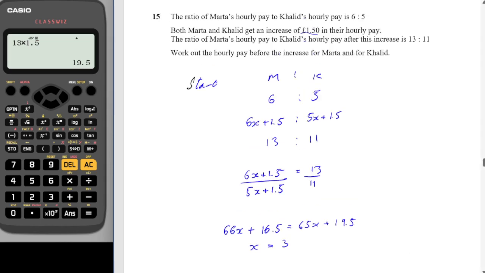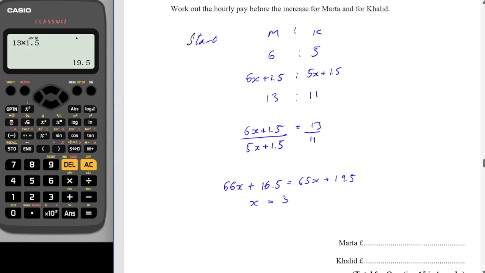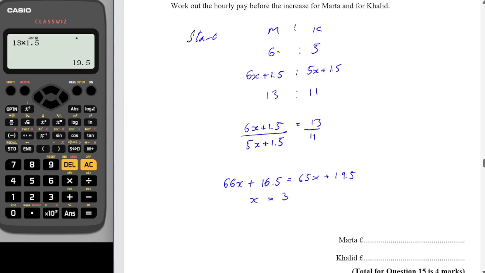So that's not what we were asked to work out. Work out their hourly pay before the increase. So I should have put x there and x there. So Marta got 6 times 3, so Marta got £18 per hour. And so I should really show that. So 6 times 3 equals 18, and 5 times 3 equals 15. So that's my two prices.